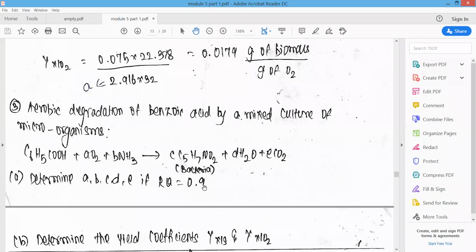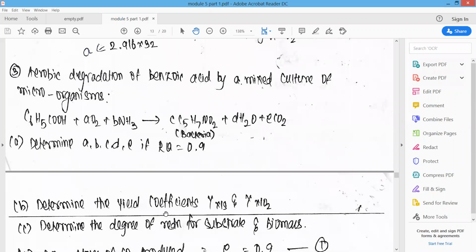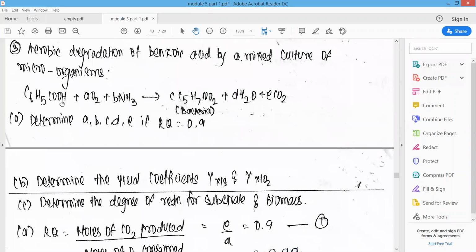Again they have given the respiratory quotient. Determine the yield coefficients, that is Y X bar S and Y X bar O2, and then they have asked us for the degree of reduction for the substrate as well as the biomass. This is the biomass and this is the substrate. They have asked us to find the degree of reduction.